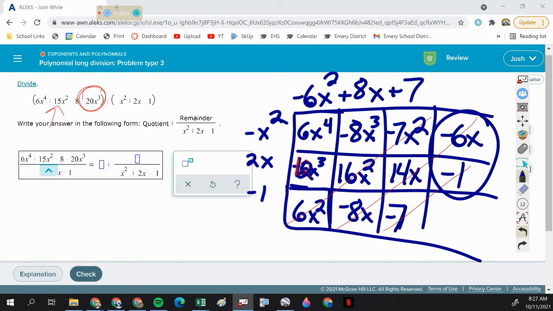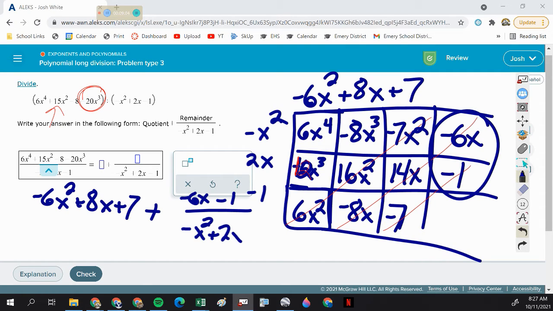So the quotient is negative 6x squared plus 8x plus 7. And then the remainder, we always write plus negative 6x minus 1, and that's over the original divisor like that.